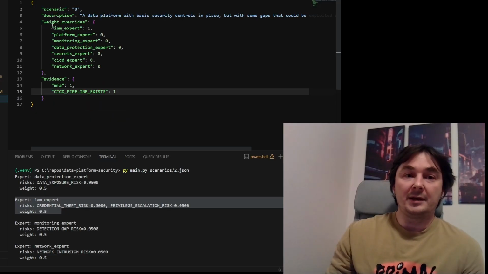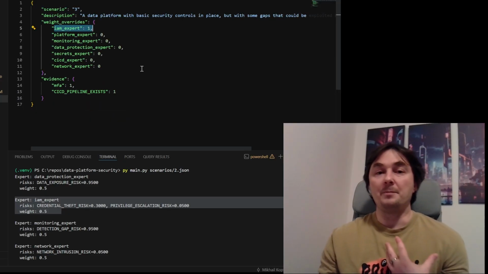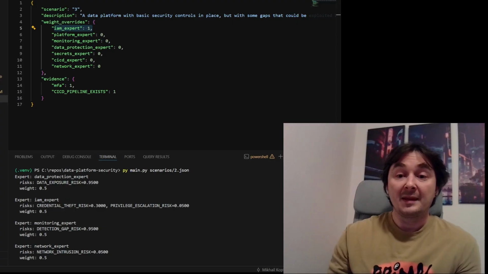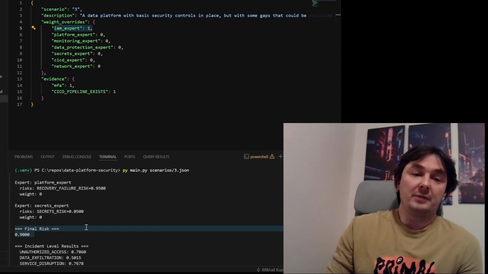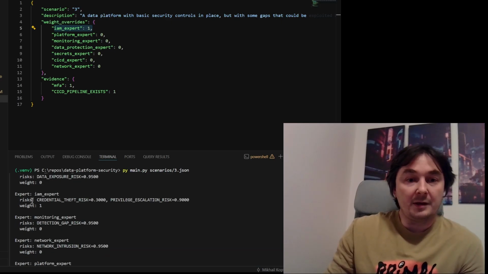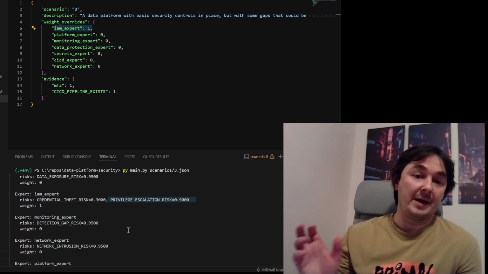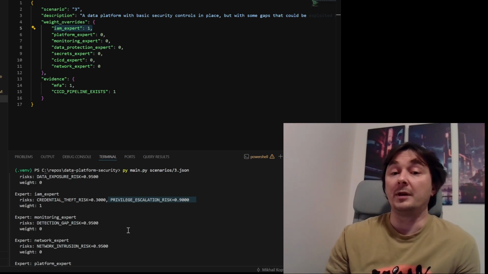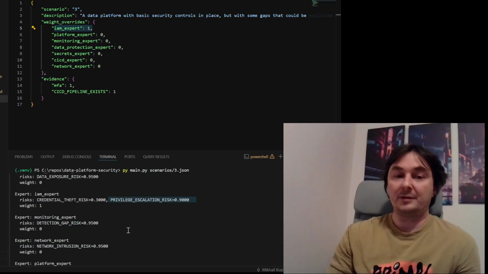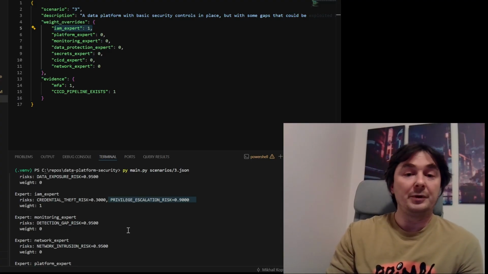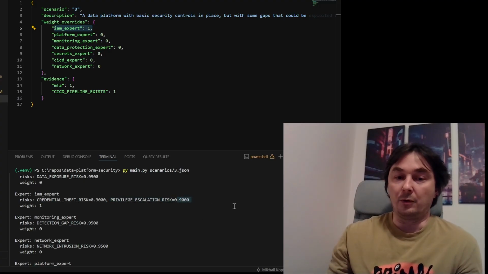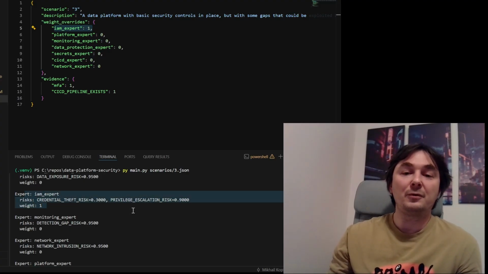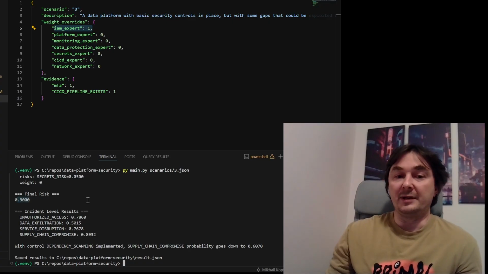But in this case, I'm saying that the IAM expert is much more important, and in that case, it calculated that the final risk is 0.9, and in here, that is the only one. It is basically that this expert says that the highest risk is a privilege escalation risk across those that he is aware of, and that risk has a likelihood of 90%, and because these are the only experts that are meaningful for us, the final risk would be 90%.